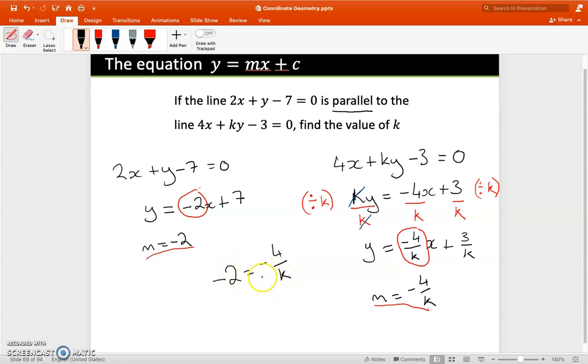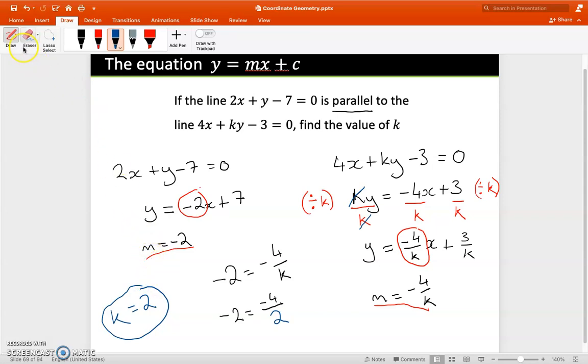So think of just the right-hand side. Minus 4 divided by a number gives me minus 2. What is that number? Minus 4 divided by what is equal to minus 2? Well, it's going to be minus 2 is equal to minus 4 divided by 2, isn't it? Minus 4 divided by 2 is going to give me minus 2. So that means, I'll just do it over here, that k has to be equal to 2. Okay, and that's going to be your final answer there.